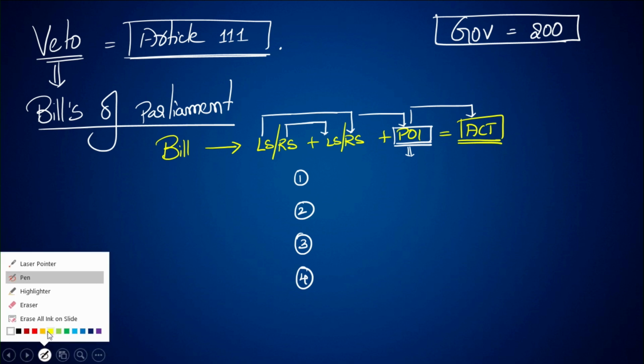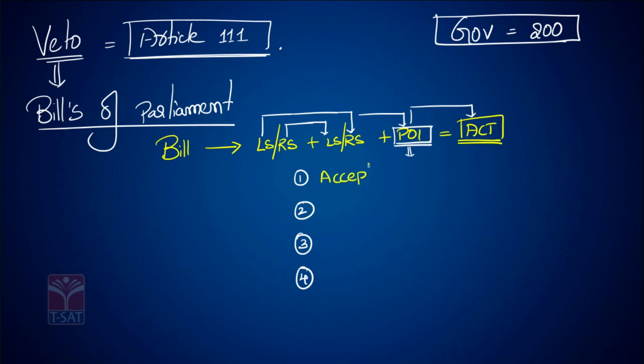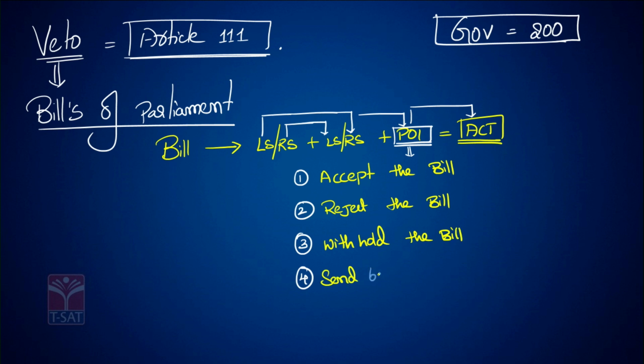One, he can accept the bill as it is. Two, he can reject the bill. Three, he can withhold the bill. And four, he can send back the bill to both the houses for reconsideration. Look at the screen.